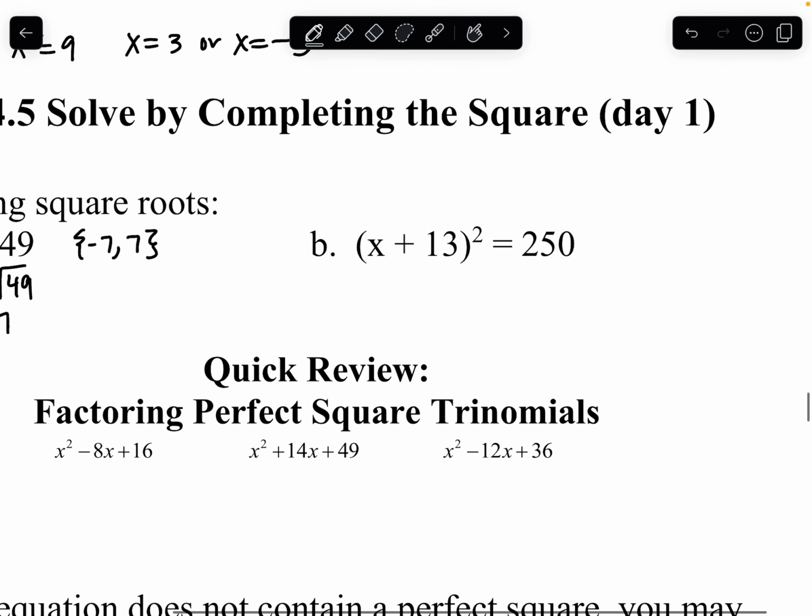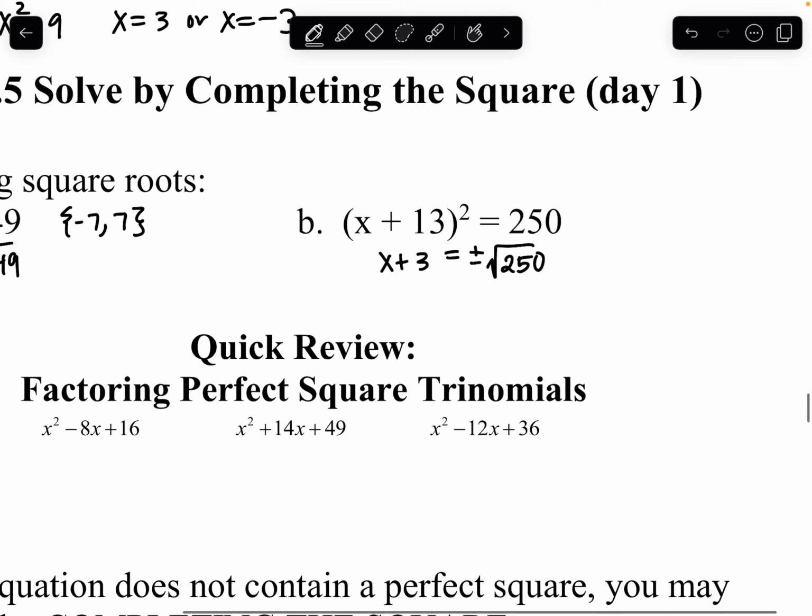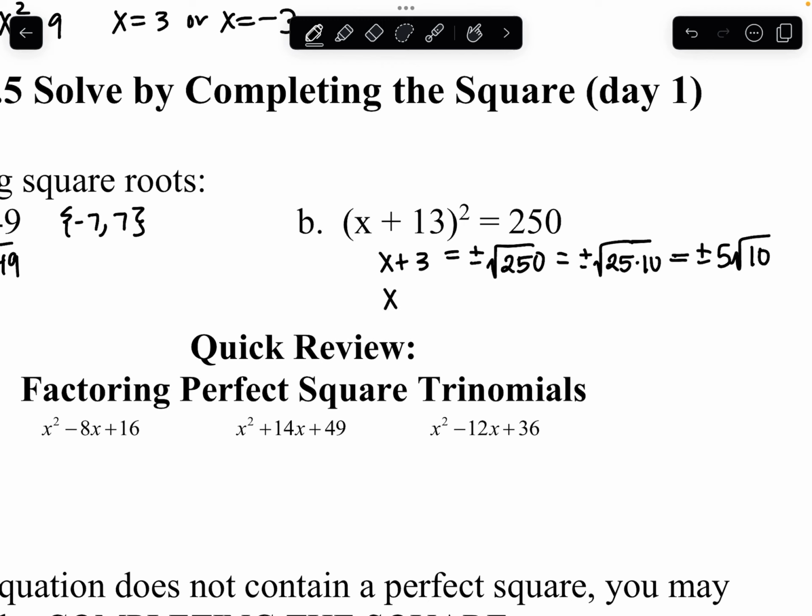Here we can use that property. The expression x plus 3 squared is 250. And so using the property, we have x plus 3 equals positive or negative square root of 250. And then we can break down 250 into 25 times 10, which means we can take a 5 outside the radical. And so x plus 3 equals positive or negative 5 square roots of 10.